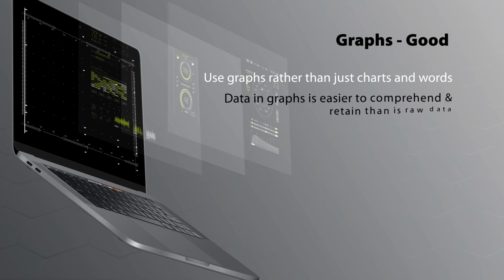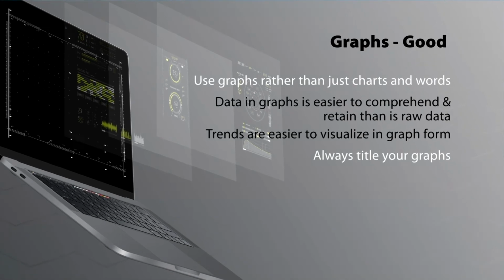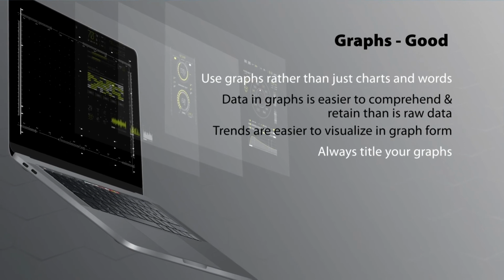Data in graphs is easier to comprehend and retain than in raw data. So trends are easier to visualize in graph form, and always title your graphs. That is more important. And when you title the graph, I think the learner can view that particular graph as well as see the title, and from there they can do it.